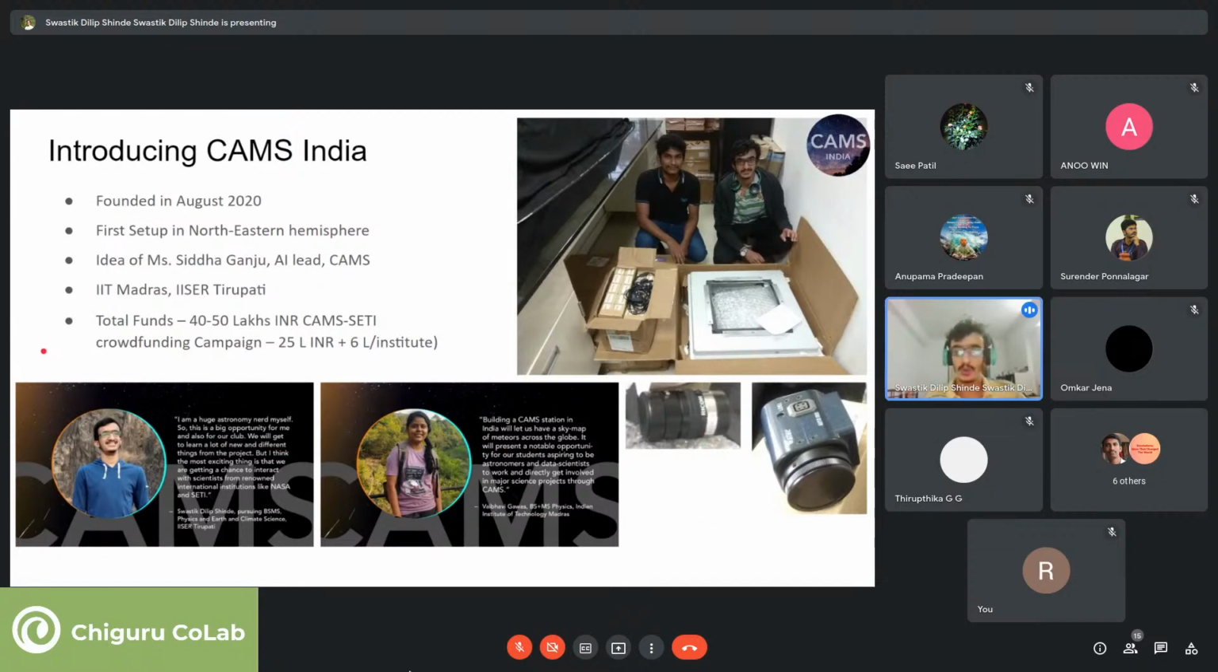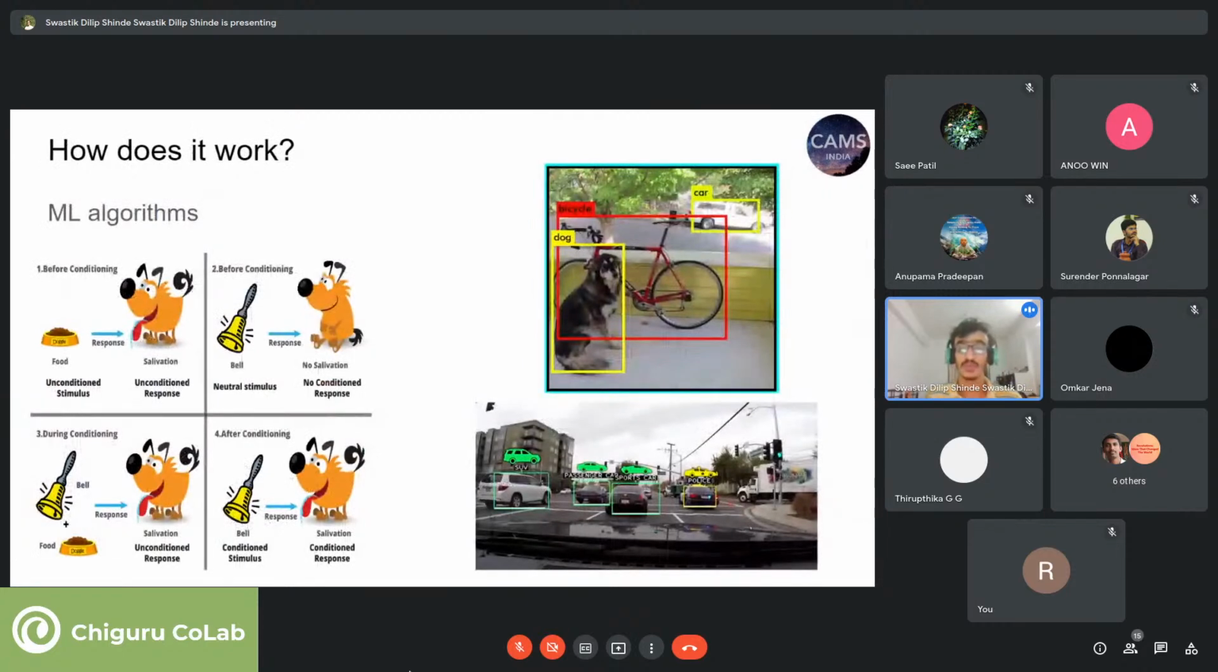Okay, so right now I'm leading the whole project, heading and managing the whole CAMS network, while also coordinating the CAMS IIT Tirupati setup, while Vaibhavi Gawas from IIT Madras is leading the setup at Madras. So now, after introducing these two, let us see how CAMS works.